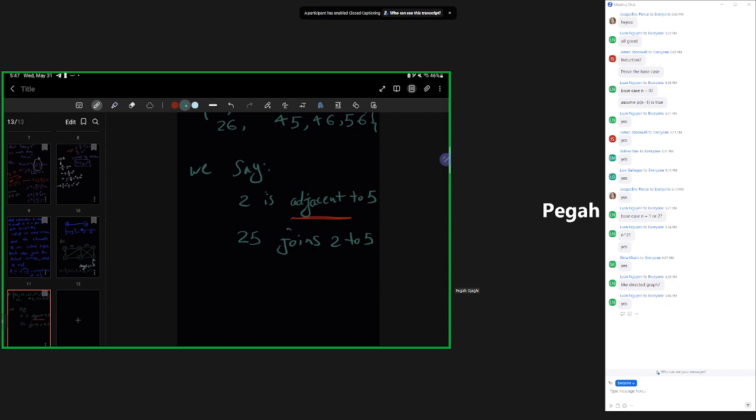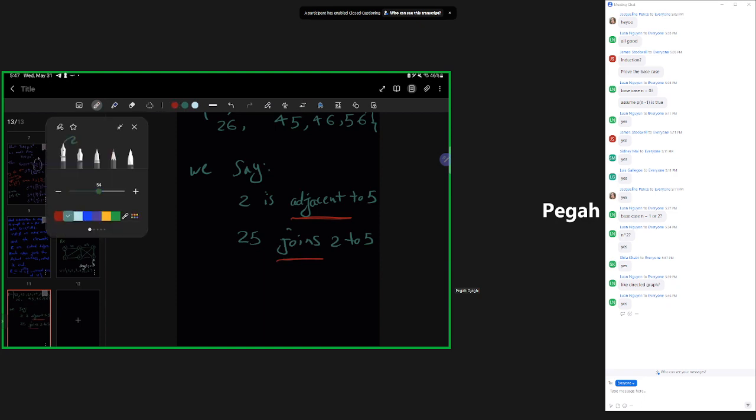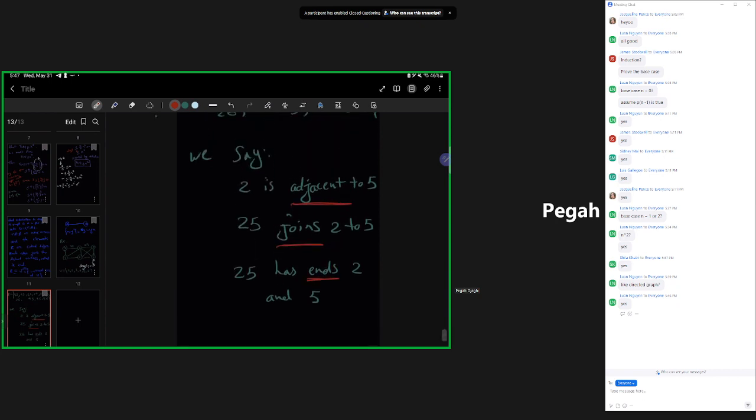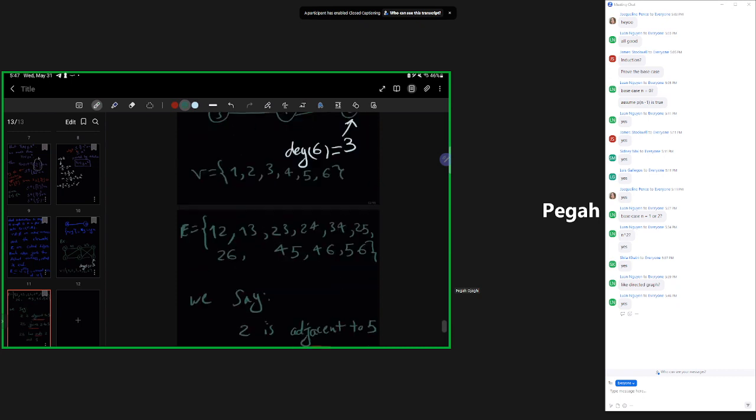So some of the concepts you need to know are adjacent and joins. Let's see what else we need to know. Edge 2, 5 has ends 2 and 5. That's the definition of ends: the ends connect these two together.